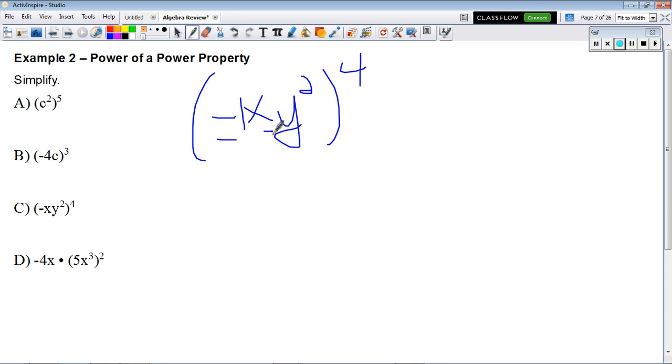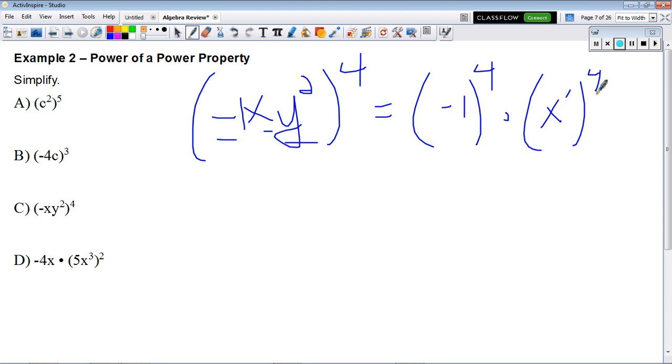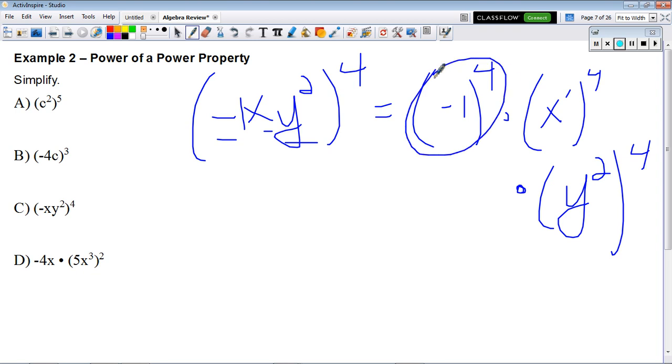Now I have three parts: a negative 1, an x, and a y squared. I'm going to break it up into three parts. So I have negative 1 to the fourth times x to the first to the fourth times y squared to the fourth. Negative 1 to the fourth, once again, I can do in my head or in the calculator. That's positive 1.